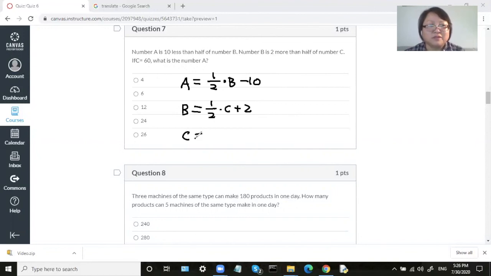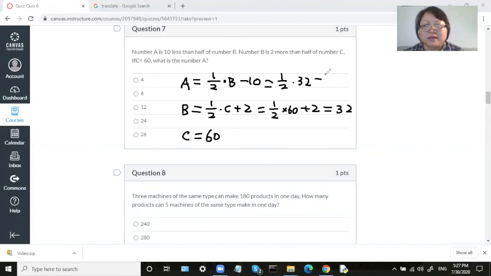Okay, so number C equals 60. Because we have number C, we can calculate for number B. So 1/2 times 60 plus 2 is equal to 32. Okay, so then we calculate for the number A. 1/2 times 32 minus 10, that is 16 minus 10 is 6. So the answer is 6. It's B.